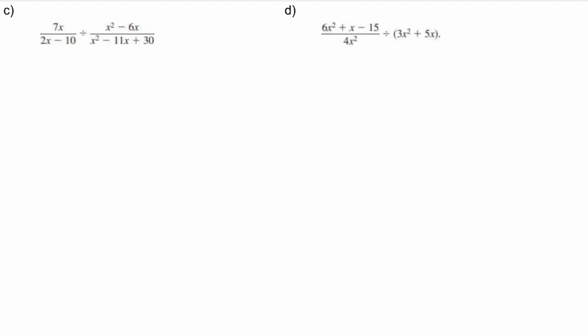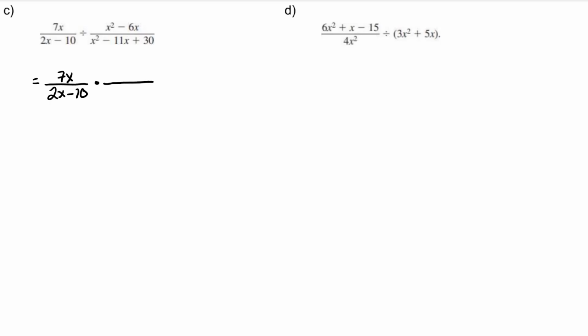For parts C and D, let's evaluate the quotients. Remember that when you divide fractions, you need to keep the first fraction the same, change the division symbol to multiplication, and flip the fraction after the division symbol. Your teacher may have called it keep, change, flip. Let's do that for part C.